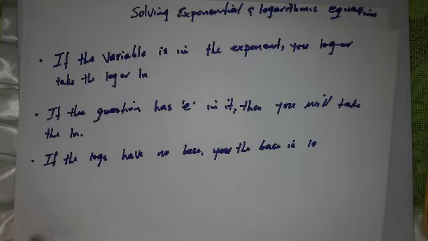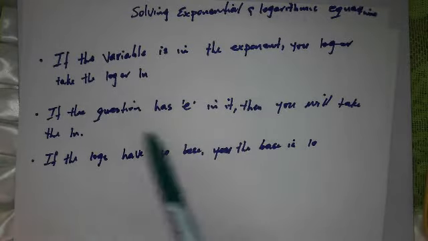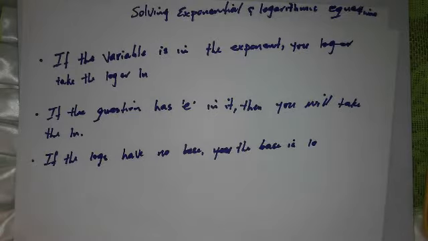Also, remember that if the equation has e in it, then for sure you're going to take the ln of it. Also remember that if you do not see a base in the question, the base is 10, and in such case, if you have the log of something equal to the log of something else without a base, then you're going to put a 10 on it as base 10, then you're going to drop the log and equate the argument.